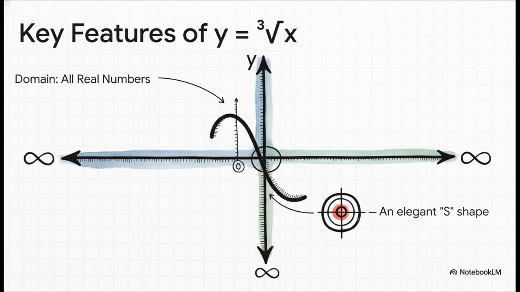And because it can handle any number you throw at it, that leads directly to these key features. The domain, all the possible x values, is infinite, all real numbers. The range, all the possible y values, is also infinite. And that point in the middle, (0, 0), it isn't a starting point. It's called an inflection point. It's basically the spot where the curve changes its bend, kind of like a gear shift in the middle of the graph.